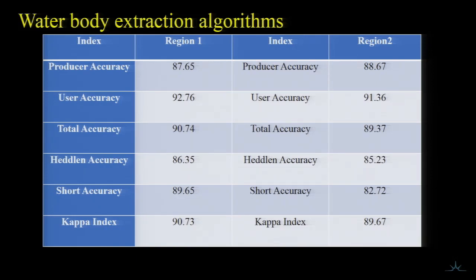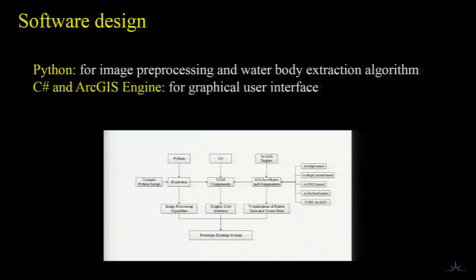So the next step is we try to combine the algorithm I use with ArcGIS Engine and C# to design a GUI to help the government with water management. So this is the workflow of how I combine the Python algorithm, the C# COM component, and ArcGIS Engine to design this desktop software.